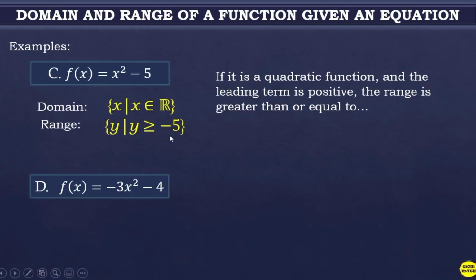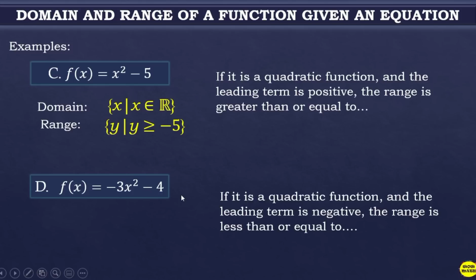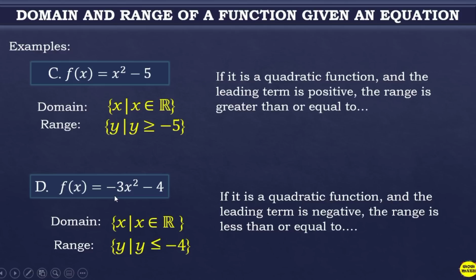Okay, next. So, meron naman akong f of x is equal to negative 3x squared minus 4. So, if it is a quadratic function, kasi the highest degree is 2, and the leading term is negative, then the range is less than or equal to. Okay? So, ang domain natin dito, lagi pong set of all real numbers, nabanggit yun kanina. And then, ang range po natin is, since negative ito, ibig sabihin, yan ang tip, palatandaan mo na less than or equal to. And then, just copy, negative 4.